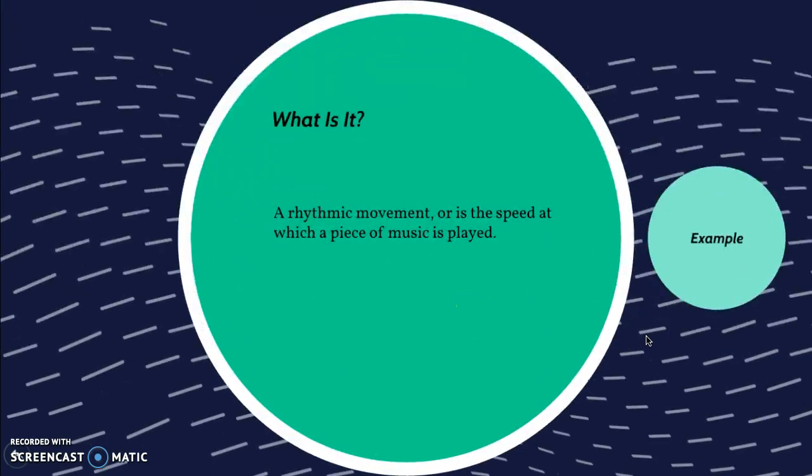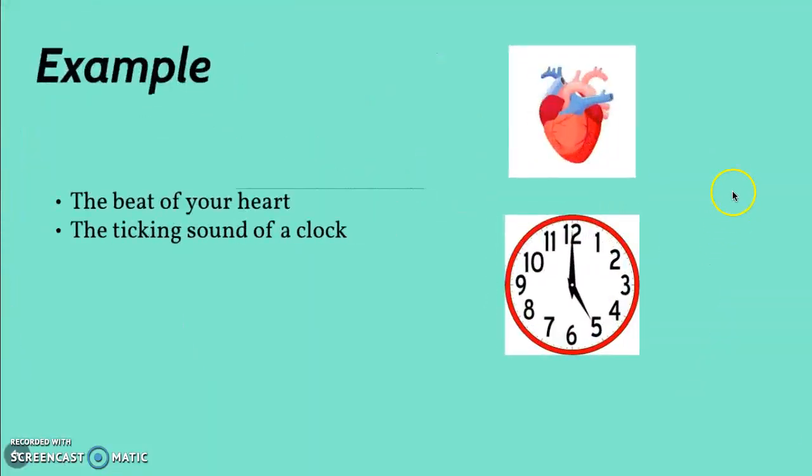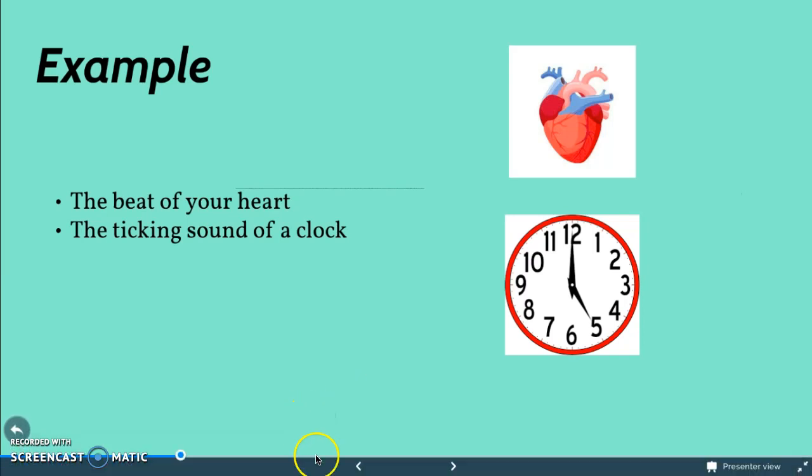A beat is a rhythmic movement or is the speed at which a piece of music is played. Let's take a look at a couple examples to understand what exactly a beat is. In order to find a beat, you could use the beat of your heart. So if you place your hand over your heart and you listen to it tick, that would be considered the beat. Another example would be the face of a clock. If you stare at the clock and you listen for the ticking sound of a clock and you hear that little tick, that would also be considered a beat.